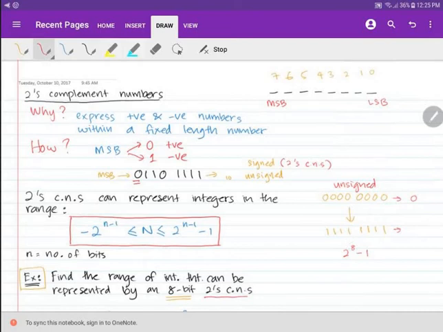Do you remember, or have you all forgotten? Forgotten. Okay, never mind. I'll just rewrite it in a proper format. 2 to the power of n minus 1, whereby n is the number of bits. Is that okay? Are you able to follow? Are you able to see that clearly?